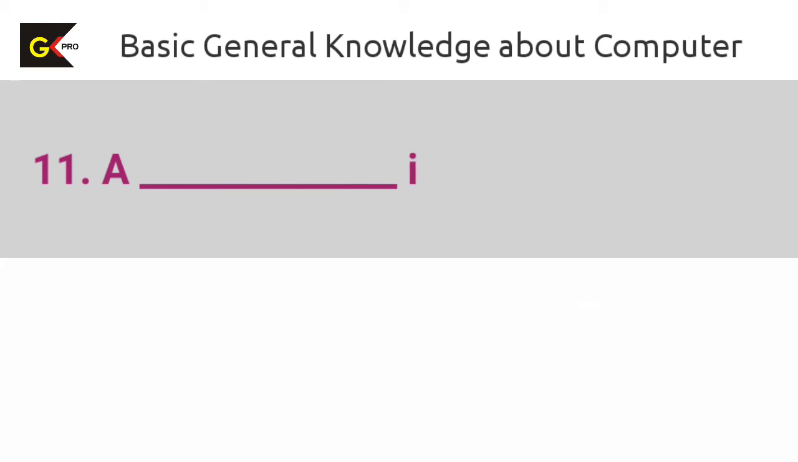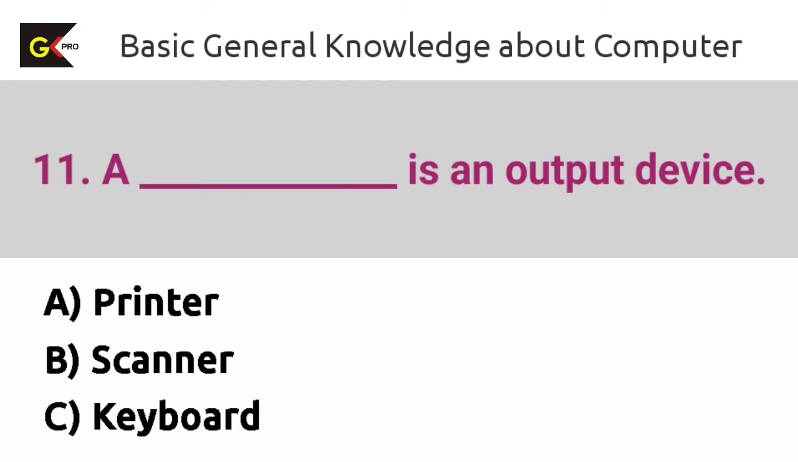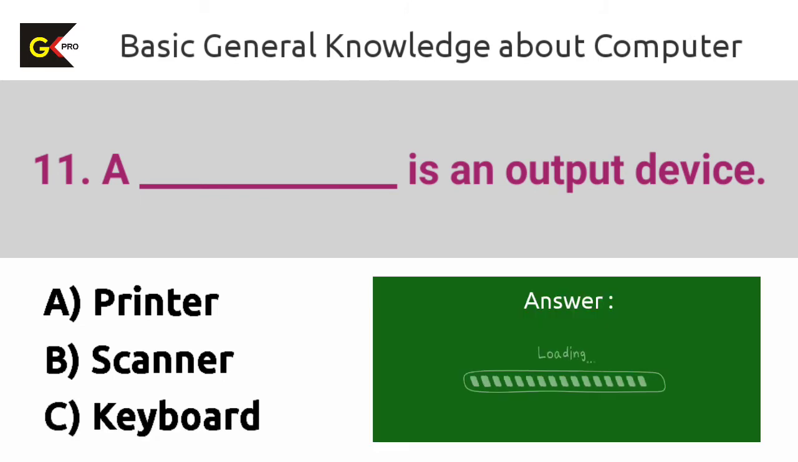11th, a dash is an output device. Printer, scanner, keyboard. Answer is printer.